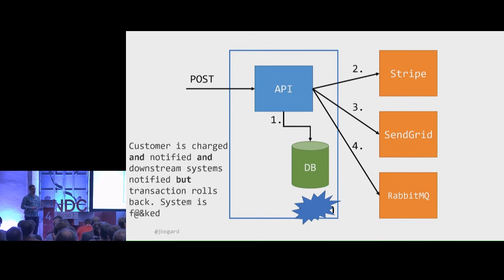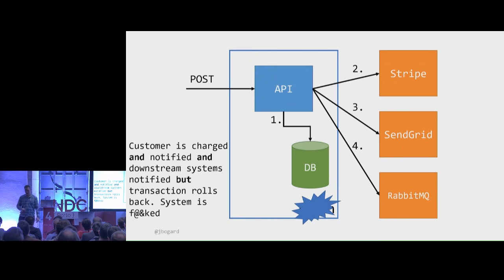So in this case, what's the experience for the end user? Well, we charged the customer, and we told them we charged them and said thank you for your order, and we notified downstream systems, but the transaction rolled back, so there is no record of the order. At this point, the system's state is royally messed up. There's no record of the order in the database. Downstream systems are trying to fulfill an order that doesn't exist whatsoever. And so basically everyone is mad at us because of the things we've done here.